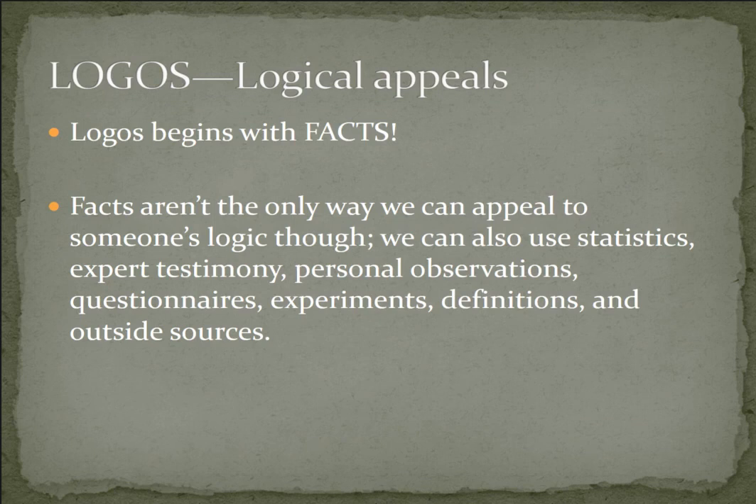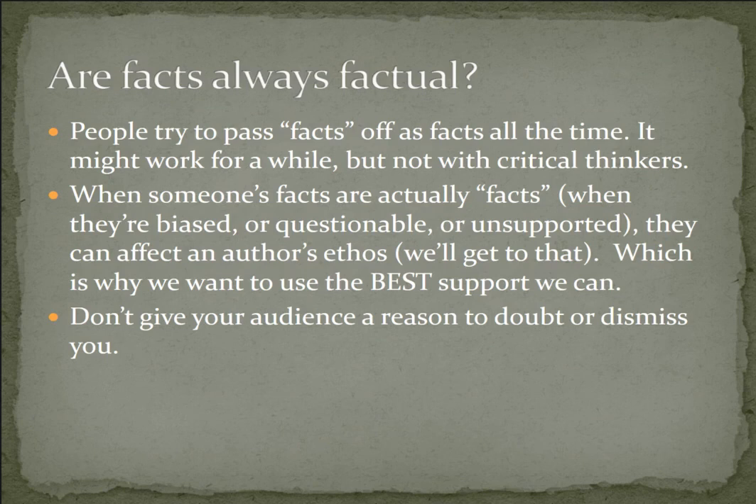Pathos doesn't work alone. Logos doesn't work alone as well. But logos really is the center of a lot of arguments. So logos begins with facts. But facts aren't the only way we can appeal to someone's logic. We can use statistics, expert testimony, personal observations, questionnaires, experiments, definitions, and a lot of outside sources. One thing to keep in mind is that people often try to pass facts off as facts. What I mean by that is that facts aren't always entirely factual. Passing quotation mark facts off as actual facts might work for a while, but not with critical thinkers. When someone's facts are biased or questionable or unsupported, they can affect an author's ethos. And remember, we'll get to that. That's our third appeal, and the one that I think might be the most important.